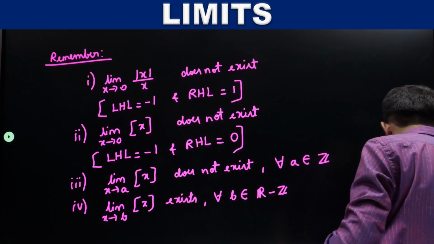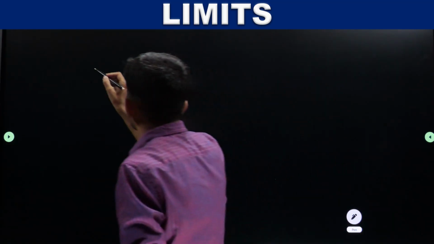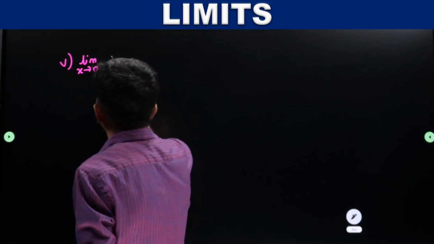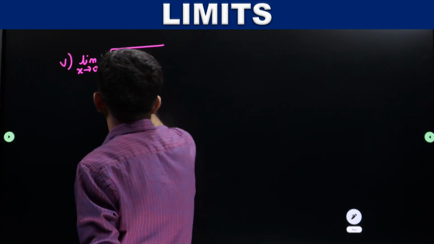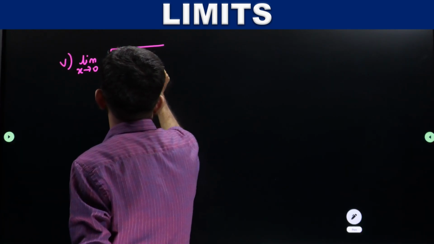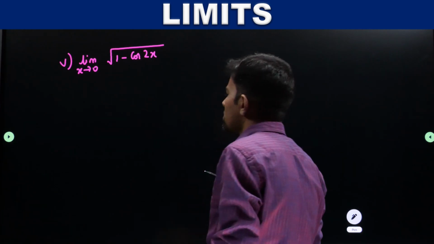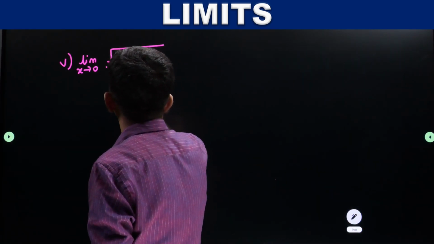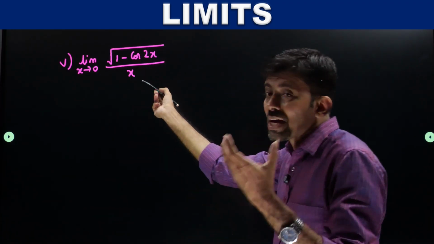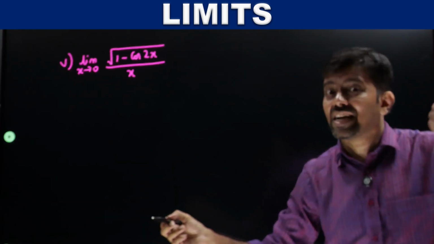Some more things I'm going to give you here: limit x tends to 0. Even this question is asked many times. Limit x tends to 0 of square root of 1 minus cos 2x, and 1 minus cos 2x is 2 sin squared x, correct, divided by x, if I give like this. Here, whenever there is a square root function, we need to find out left hand limit and right hand limit separately.